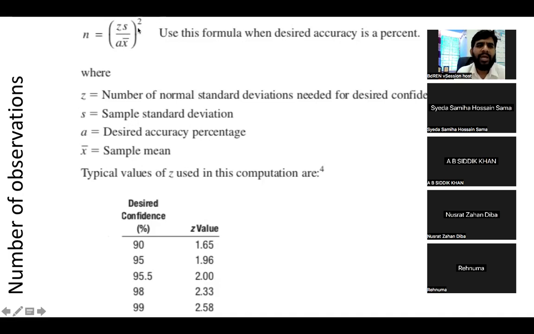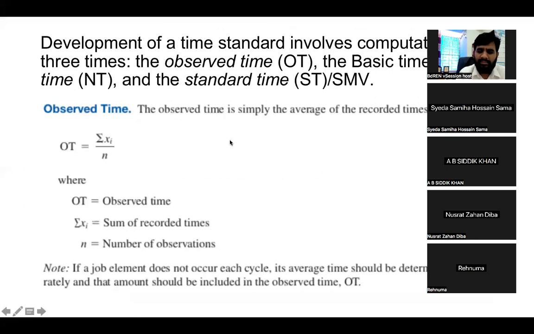And when you multiply, take the square of the calculation, then you will get how many times you will ultimately observe. Say for example, the answer will be 50. That means you have to observe the job of the same worker 50 times. So we know it and we have already calculated it. Is it all right? Yes, sir.